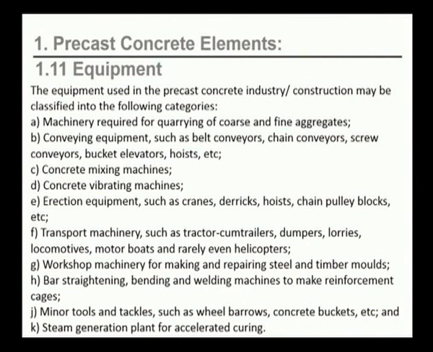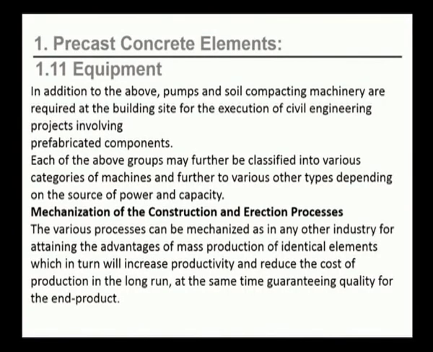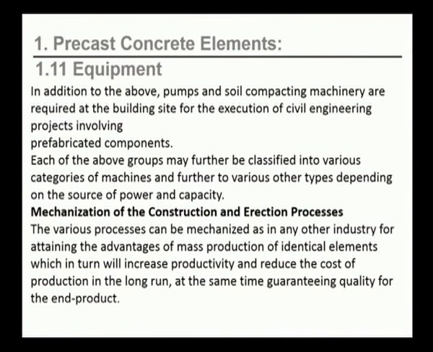Workshop machinery for making and repairing steel and timber molds, bar straightening, bar bending and welding machines to make reinforcement cages, minor tools and tackles such as wheelbarrows, concrete buckets, etc. Then steam generation plant for accelerated curing. In addition to all these, pumps and soil compacting machinery are required at the building site for execution of civil engineering projects involving prefabricated components. Each of the above groups may further be classified into various categories of machines and further into various other types depending on the source of power and capacity.